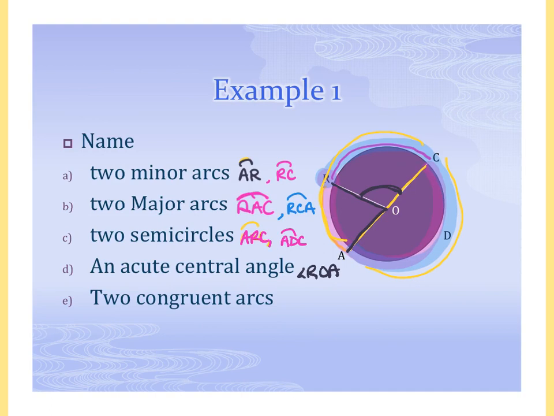And two congruent arcs are arcs that have the same measure. The only ones we know anything about are the semicircles. Those would both be 180. So ARC and ADC.